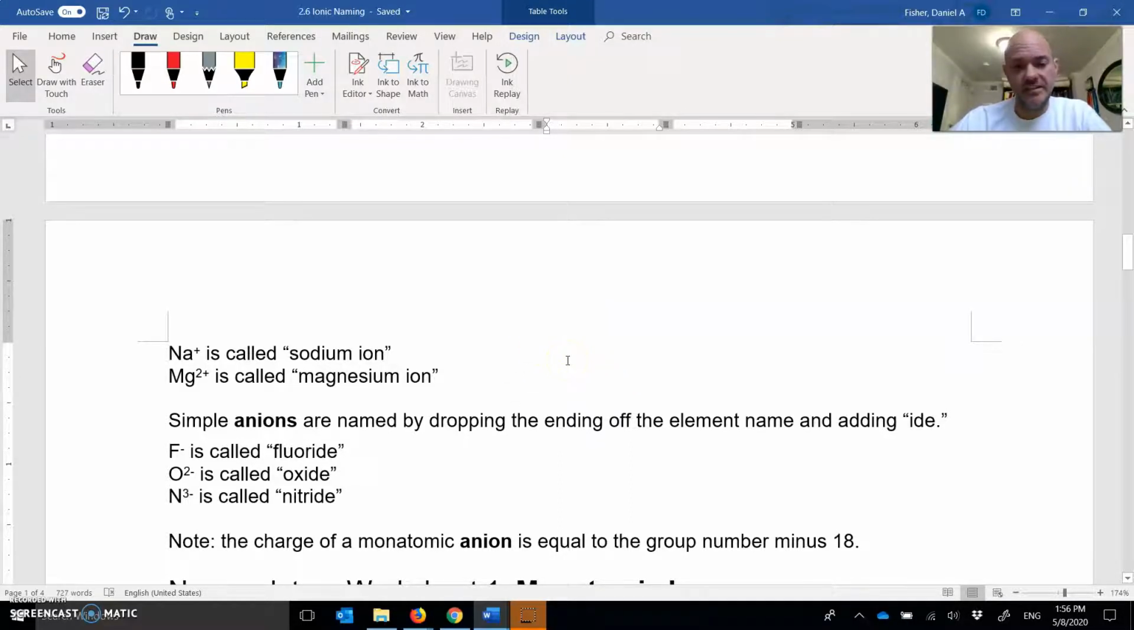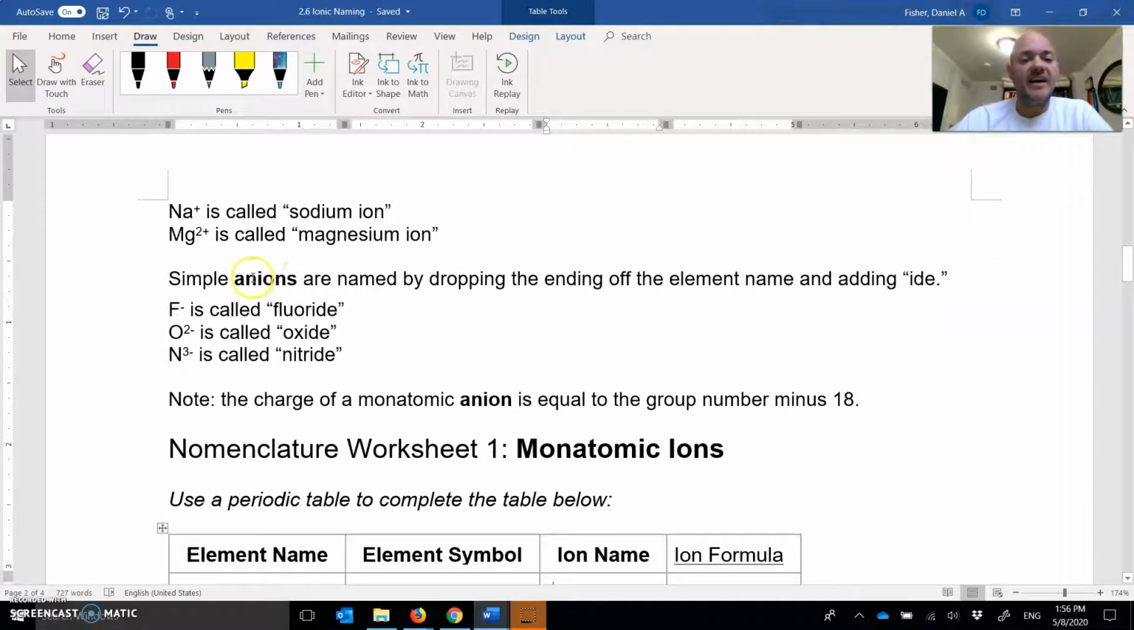Really, really easy. Anions, the negative ones, the onions that make me cry. Negative. Doesn't have a positive sign on it. It's negative. They're named by dropping the ending off the element and adding "-ide." Usually you're just going to do one syllable. In fact, there's really only one I can think of that you don't just do the first syllable.